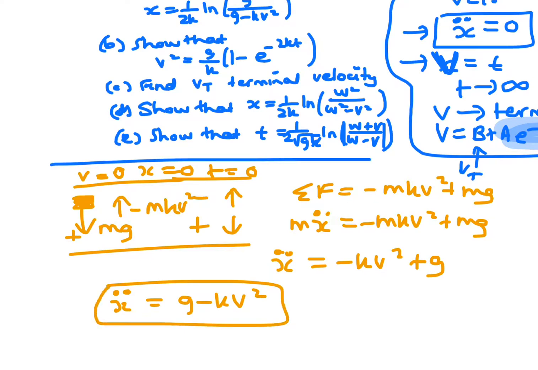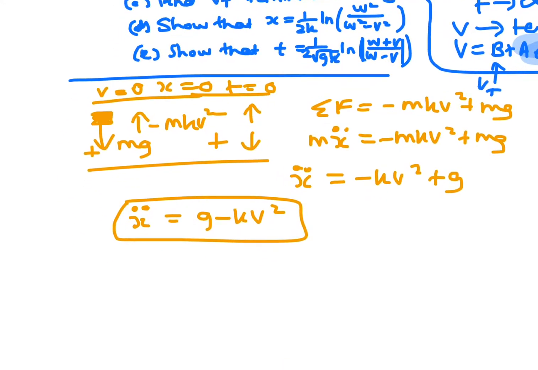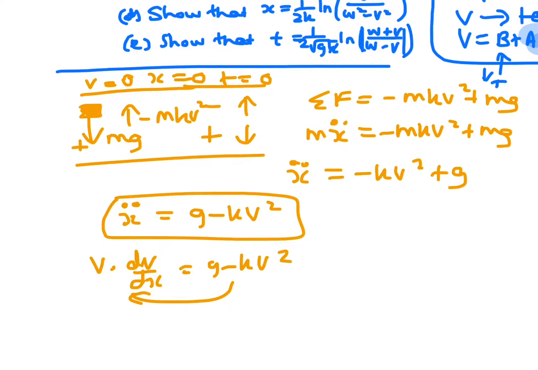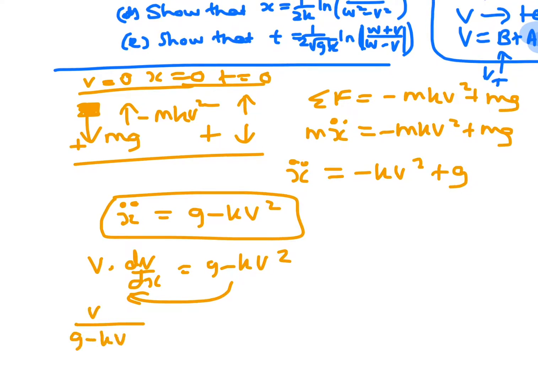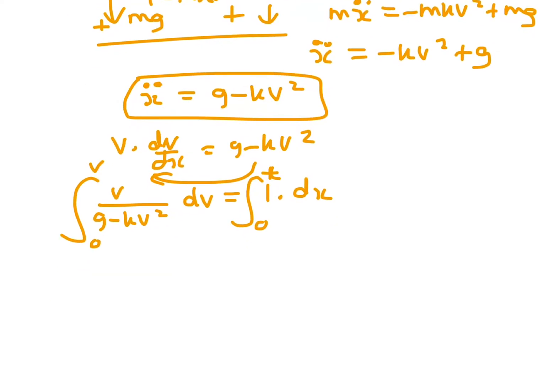Now the first part here, we're trying to get x in terms of v. So when we start this, we're going to have to use v dv on dx equals g minus kv squared. We bring this back down over to here, so it's v on g minus kv squared dv equals 1 dx, and then we integrate this. That's going to be from 0 up to v, and this one's from 0 up to x. So that'll save us getting the constant.